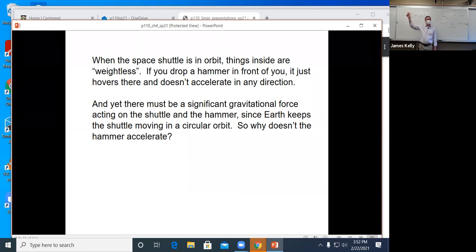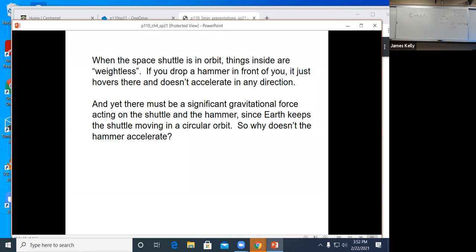How long does it take to go around the Earth in the space shuttle? Something like, it's not that long, right? It's less than an hour, is that right? Nobody knows. But in any case, you watch it, you're going to see this hammer go around Earth in a circle.